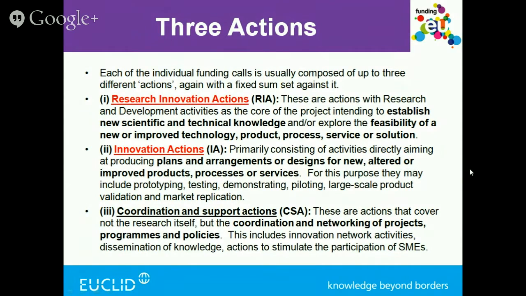Then point 3 is coordination and support actions. Now, these are not covering research, but these are coordination and networking projects. That's actually a little more straightforward because you don't actually have to be a research institute. You might be able to put an application in where you have the credibility, the experience, the links, the knowledge in order to get some funding to coordinate networking of various projects, programs, and policies. So that could be coordinating projects linked to one of the themes we've just been looking at.